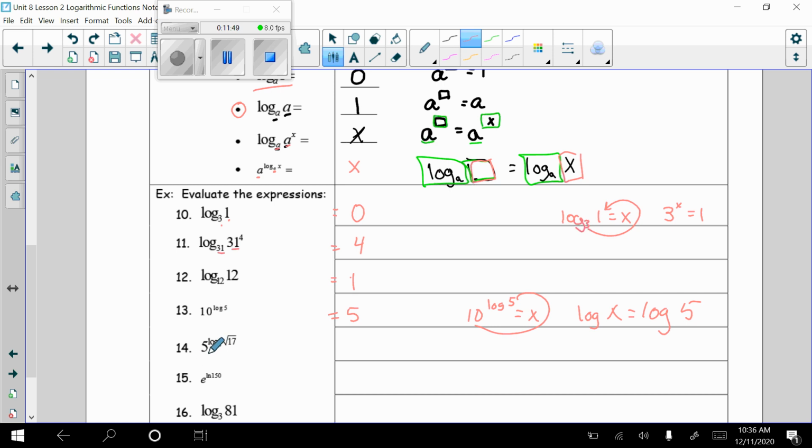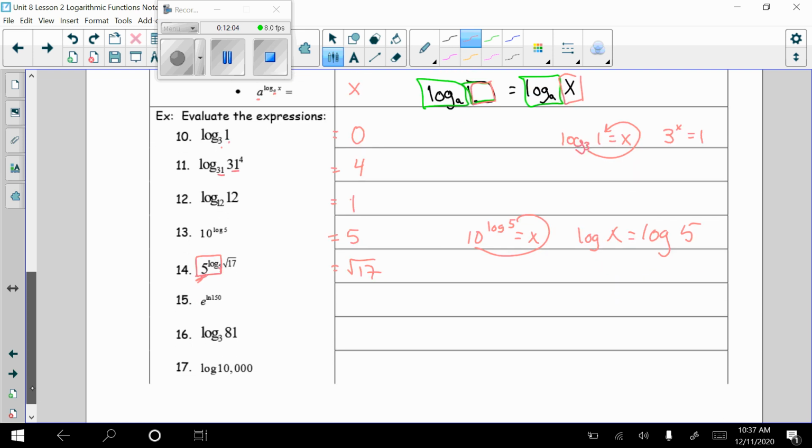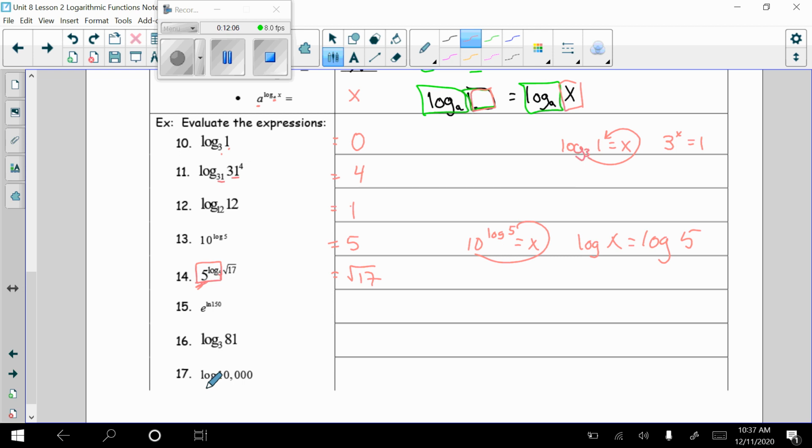The same thing here. Without setting anything up, this base here matches this base here. So my answer is just square root of 17 because it would go through this whole process. Those two cancel out. Go ahead and try this next one.